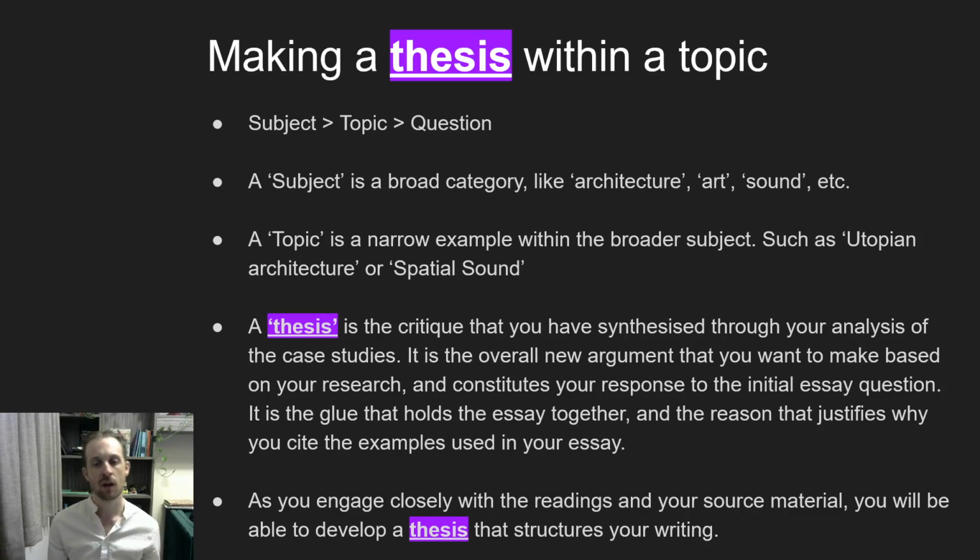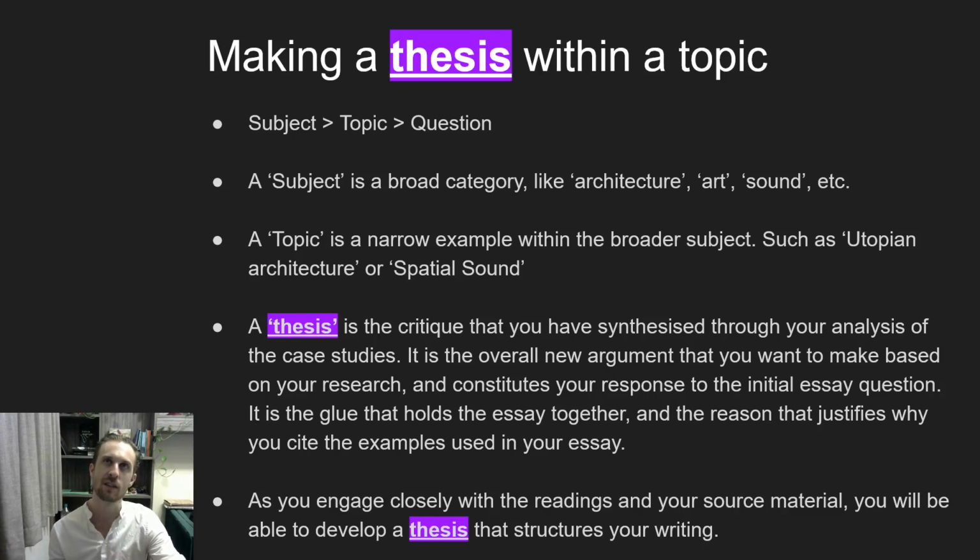As you engage with your readings and your source material, you should be able to develop a thesis or a reading or an argument that structures your writing. I suggest that you don't have to have a thesis when you start doing your research, when you start learning about your case study. It's more, once you've picked something, you should look closely at it and analyze it, and then learn something about it that you think is interesting and that constitutes a response to the essay question.